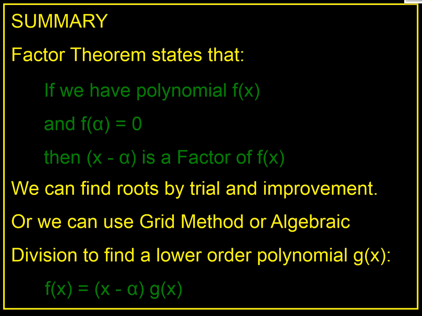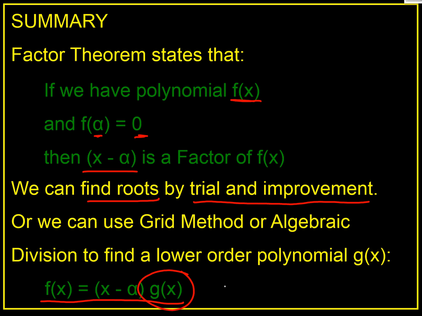Okay, so to summarise, the factor theorem states that if we have a polynomial f of x and if we put in a value alpha and it's equal to 0, then x minus alpha is a factor of f of x. We can find these roots and factors by trial and improvement. Just put numbers in until we get 0 coming out. Or once we've found one, we can use the grid method or algebraic division and the formula below to find what g of x is and then carry on for the lower and lower. So we start with x to the 5, then we go down to x to the 4, x to the 3, etc. Okay, hope that's of use.